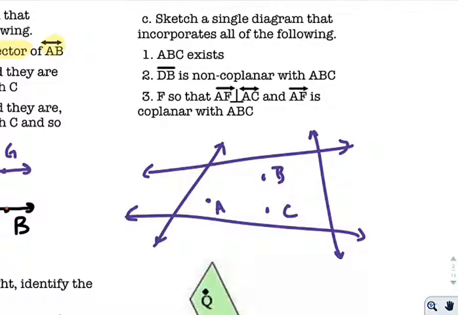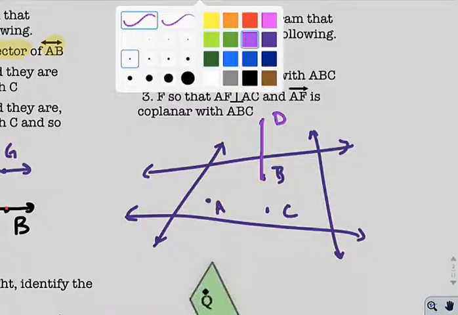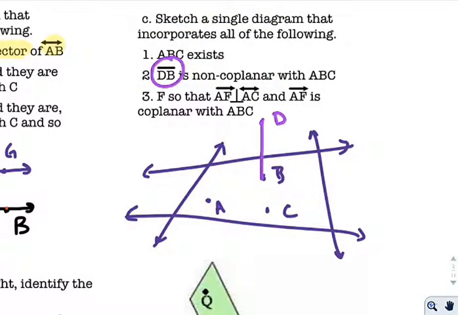DB is non-coplanar with ABC, so I do have to create a line segment DB. B is one of the points on my plane, and so that means I do have to pick a D, and it's non-coplanar, which means it just can't lie on the flat surface. So I'm going to draw it directly above it. I'll call it D, my line segment. It's sticking up from the surface, like a pencil standing straight up off your desk. That's what D should look like in this case. And again, more than one way to interpret that, but that's just the way I am.